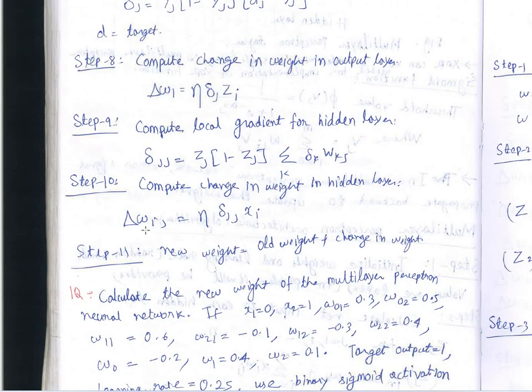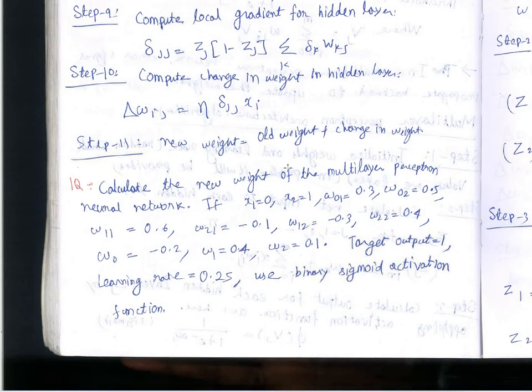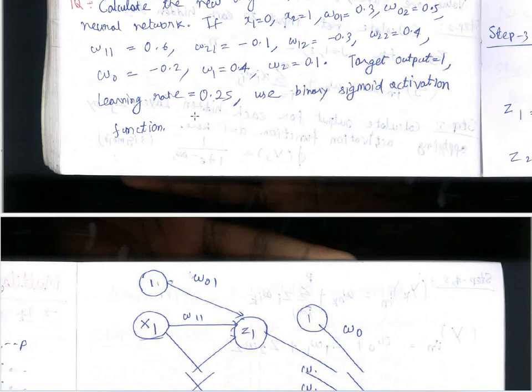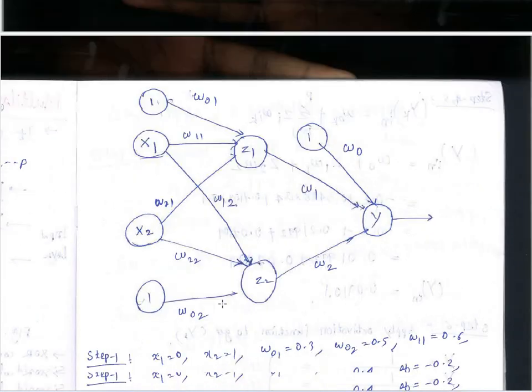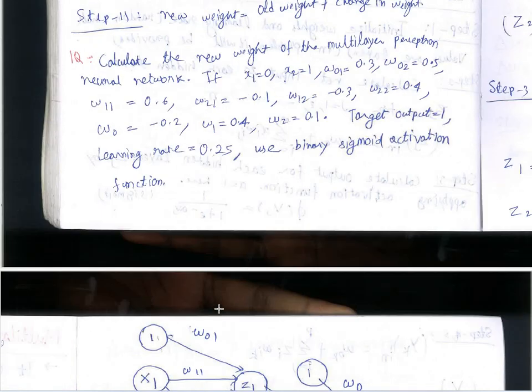Find the change in weights in the hidden layer: del wij is eta del j xi. New weight is equal to old weight plus change in weight. So for the given problem, the same formulas in the algorithm are exactly adapted. Here the weight values are given.